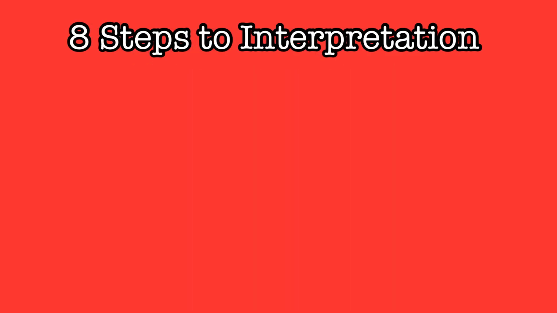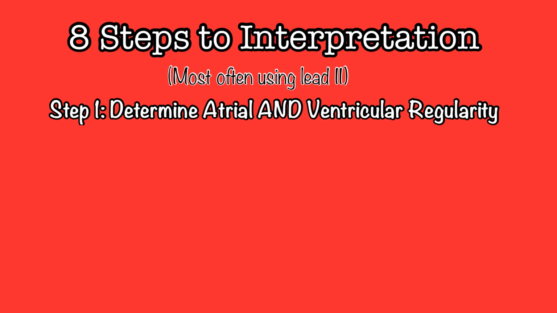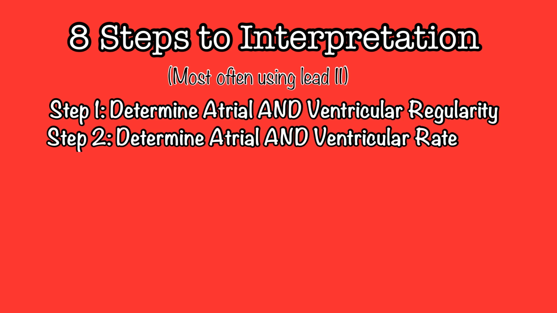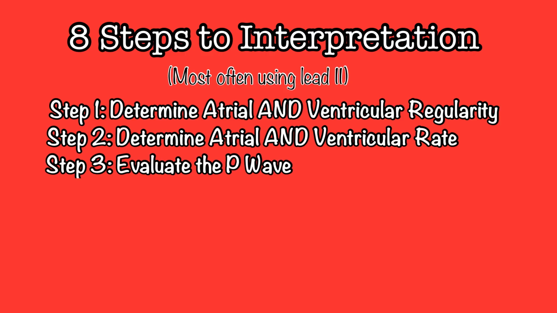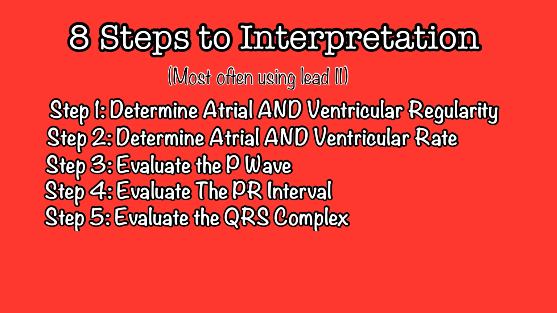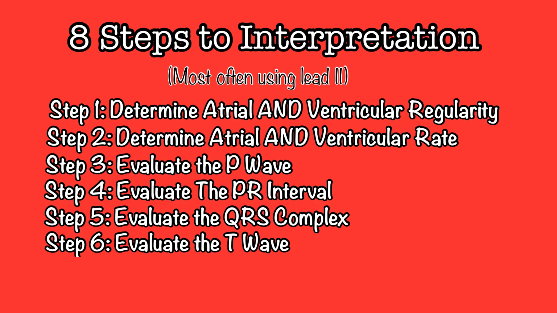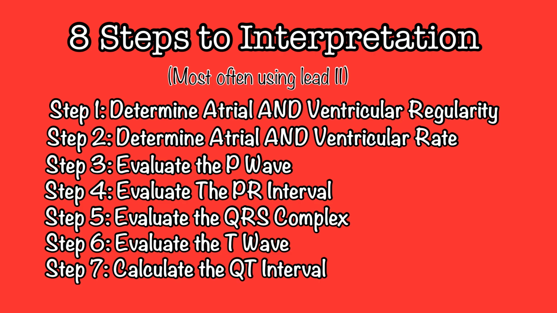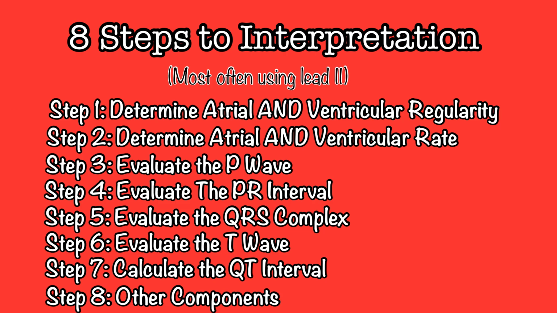So for our purposes, we will be viewing primarily lead 2 and looking at these 8 specific areas. 1. Determine atrial and ventricular regularity. 2. Determine atrial and ventricular rate. 3. Evaluate the P wave. 4. Evaluate the PR interval. 5. Evaluate the QRS complex. 6. Evaluate the T wave. 7. Calculate the QT interval. And step 8, which is admittedly my least favorite step, is more of a catch-all for other things you've noticed. It's called Other Components, and I'll explain what that means when we get to step 8.